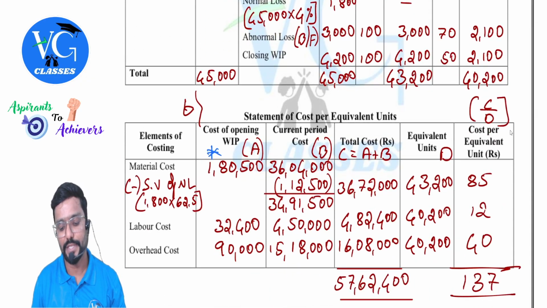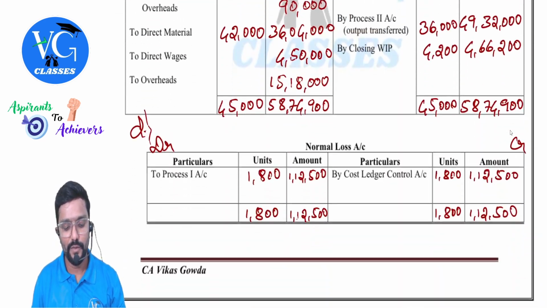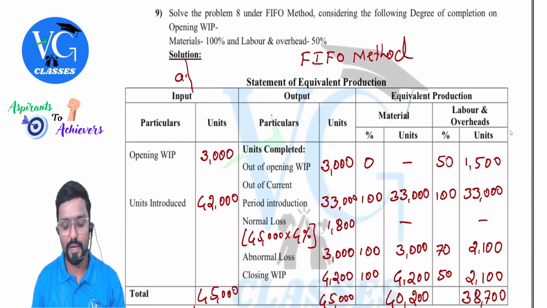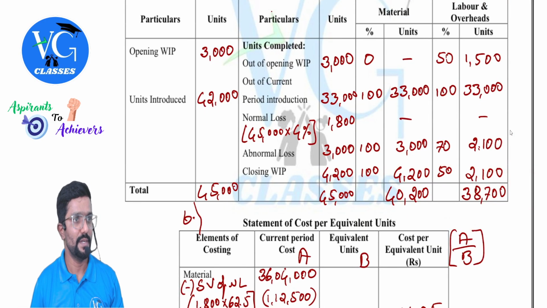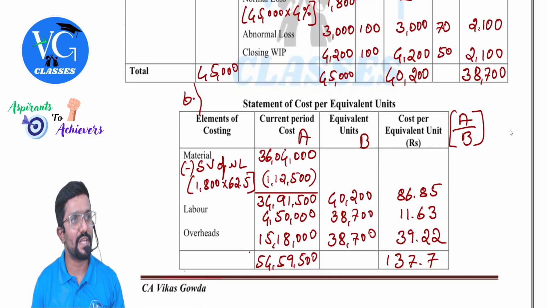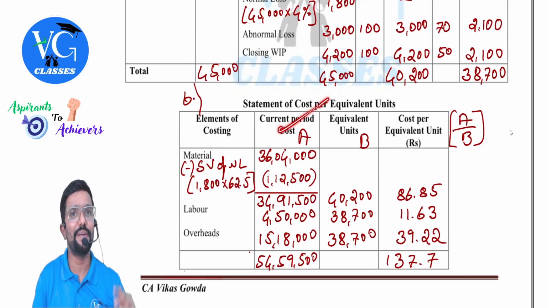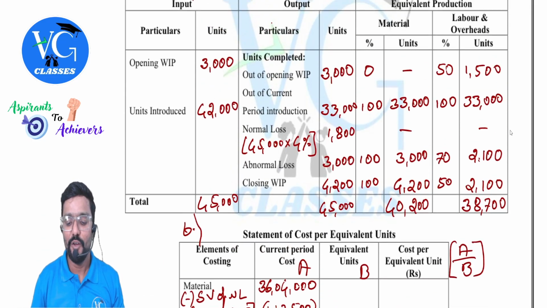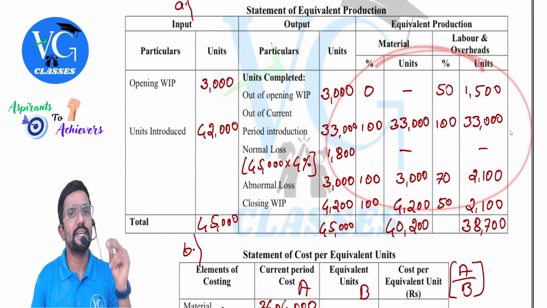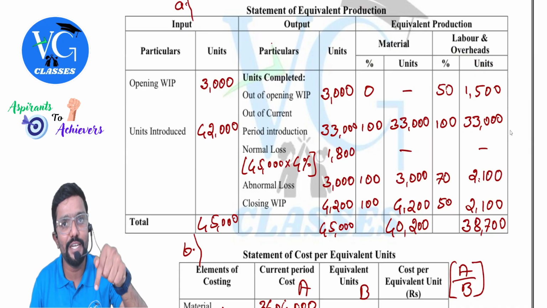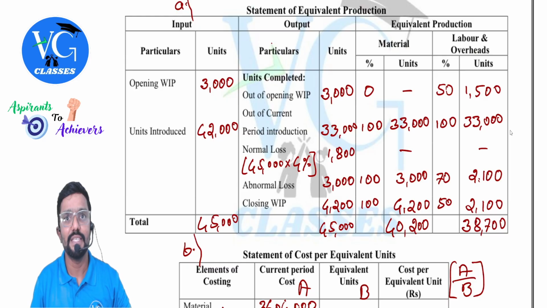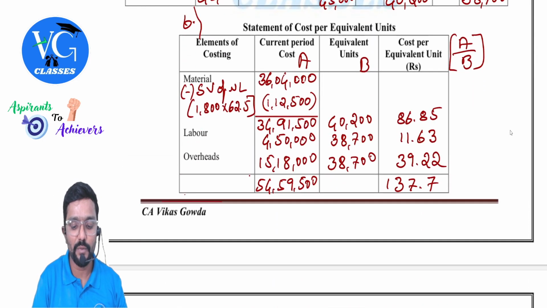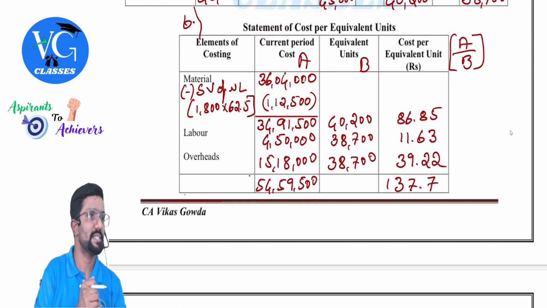Okay. So under FIFO, we only considered the work we have done in the current period. So we got the equivalent units this much. Same way, even when it comes to cost, should I take total cost or only current period cost? Only current period cost. Sir, what is the logic? Guys, simple. While calculating the equivalent units, did we consider only the work done in the current period or full? Only the work done in the current period.